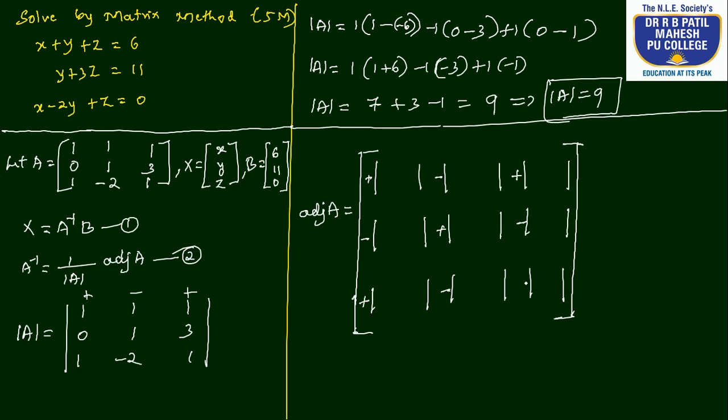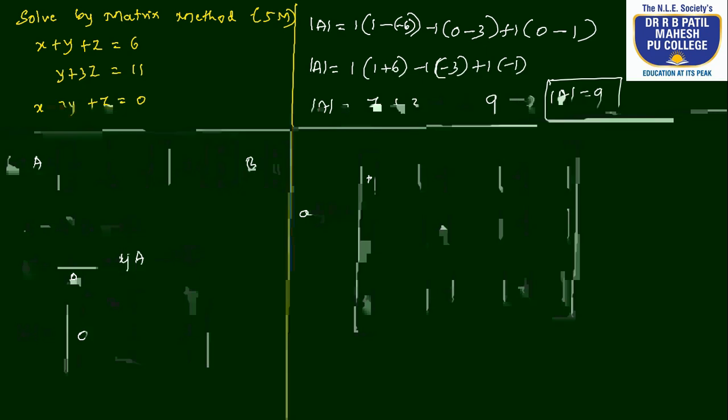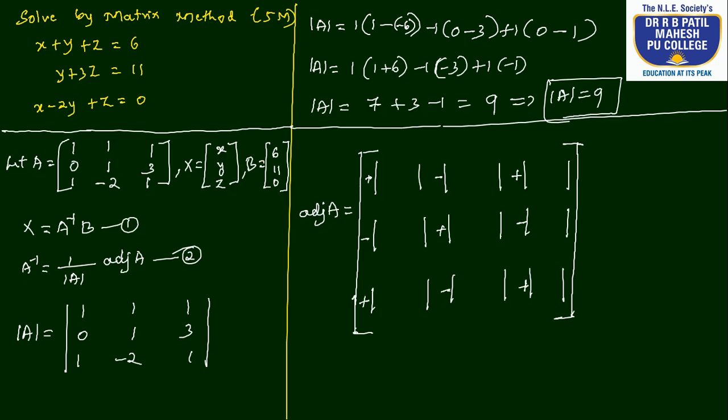In the boxes, what you have to do is this task. In the first box, for example this box, for the first number, delete the row and the column completely and take those 4 numbers in the box, like expansion: 1 3 minus 2 1. Like this, fill all the boxes. I'll go on writing. For example, in this box, delete the row and column: 0 3 1 1. Like this, fill all the boxes.